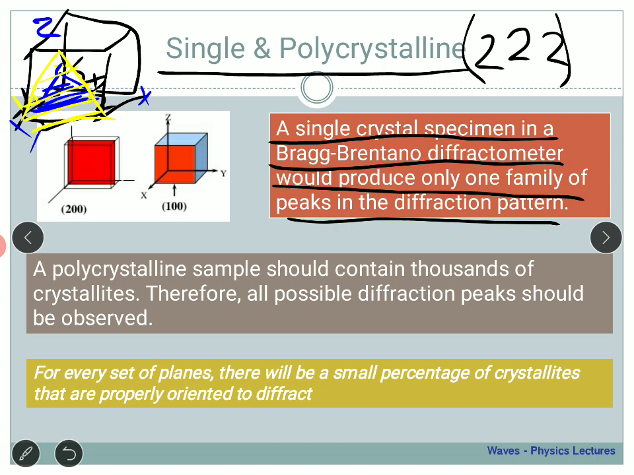So what we have is, if we consider this 1, 0, 0 plane here, the next 1, 0, 0 plane will actually be behind this. Okay, so this is going to represent a family of planes. The beauty of Miller indices is that it represents the family of planes for the entire crystal system.